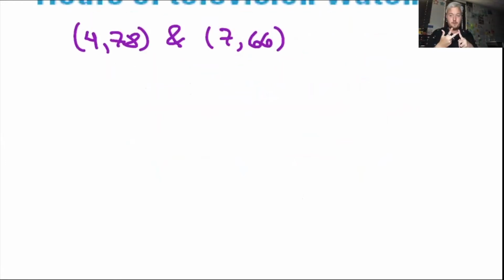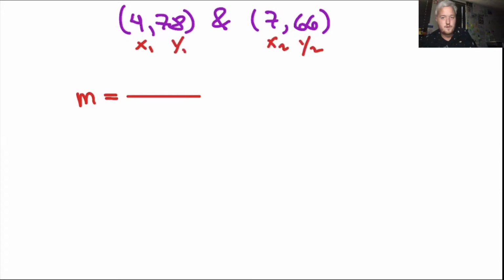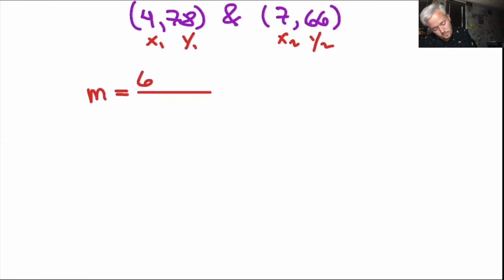So find the slope, find the y-intercept. Or no, it's fine. So I'm gonna start by finding the slope. So x1, y1, x2, y2. So 66 minus 78 and 7 minus 4. So up here, 66 minus 78 gives you negative 12. 7 minus 4 gives you 3. Simplifies to negative 4.